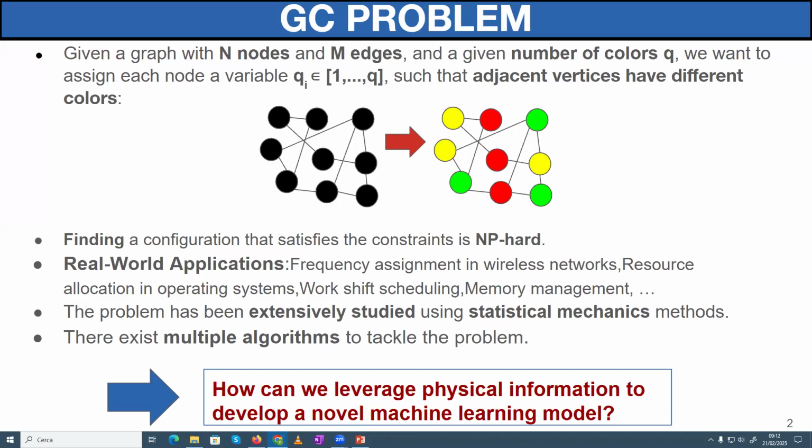So the problem has been extensively studied using statistical mechanics methods, and there exist multiple algorithms to tackle the problem, both heuristic algorithms, and in the last years, many machine learning approaches have been proposed. Although the question we would like to answer is how can we leverage physical information to develop a novel machine learning model that can outperform the previously proposed ones?